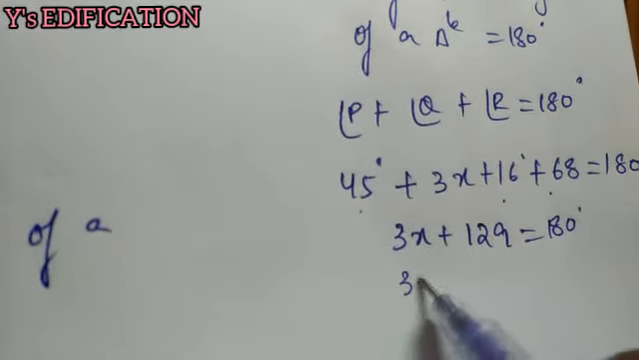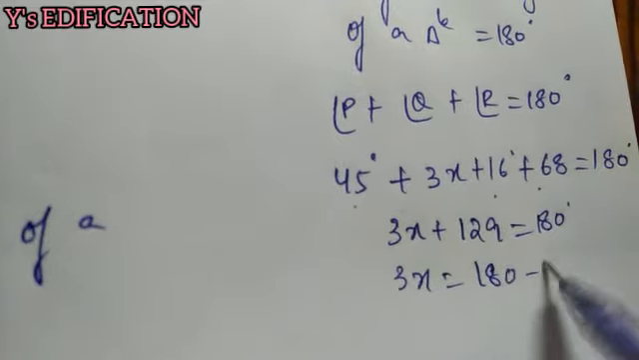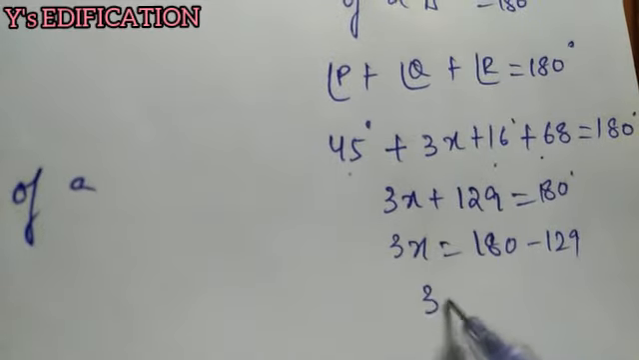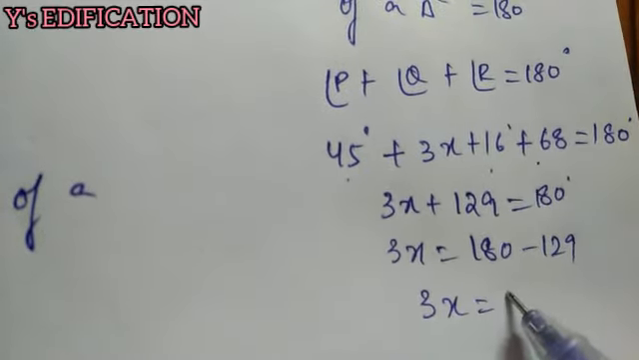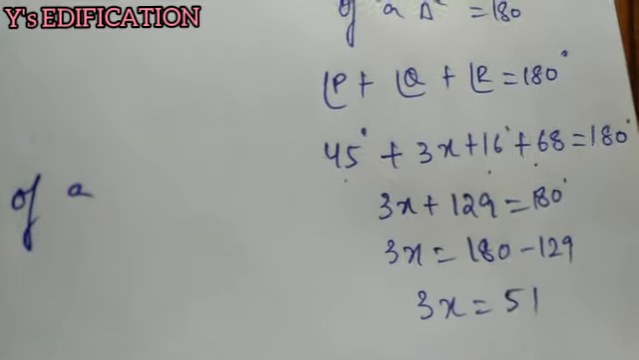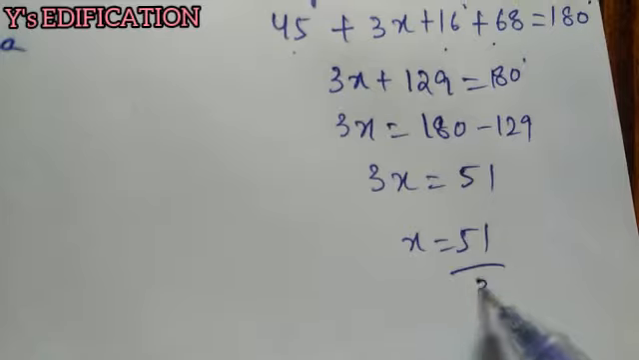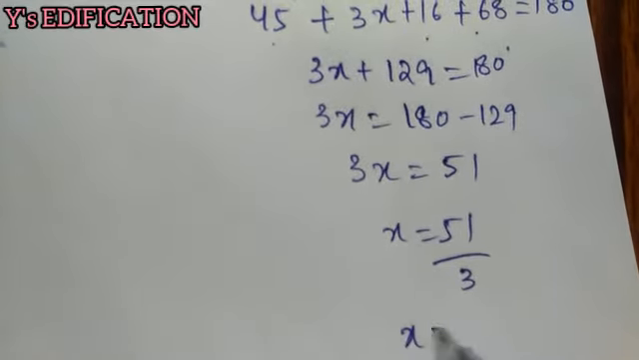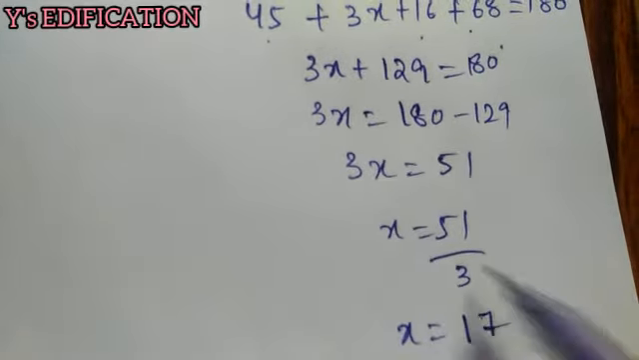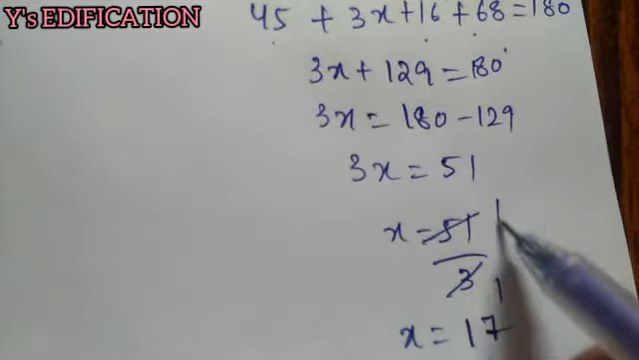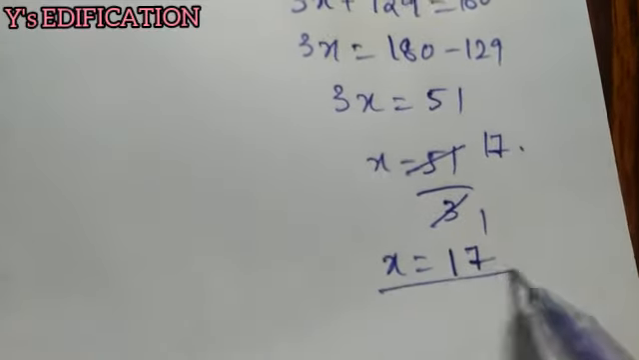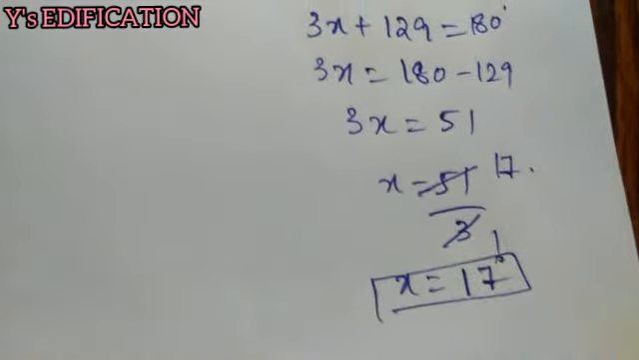We want the x value, so send this 129 to the other side. That is 180 minus 129, which is 51. So we want the x value, so send this 3 to the RHS side. It will become multiplication. So x is equal to 51 by 3, which is 17. So here the x value is 17 degrees.